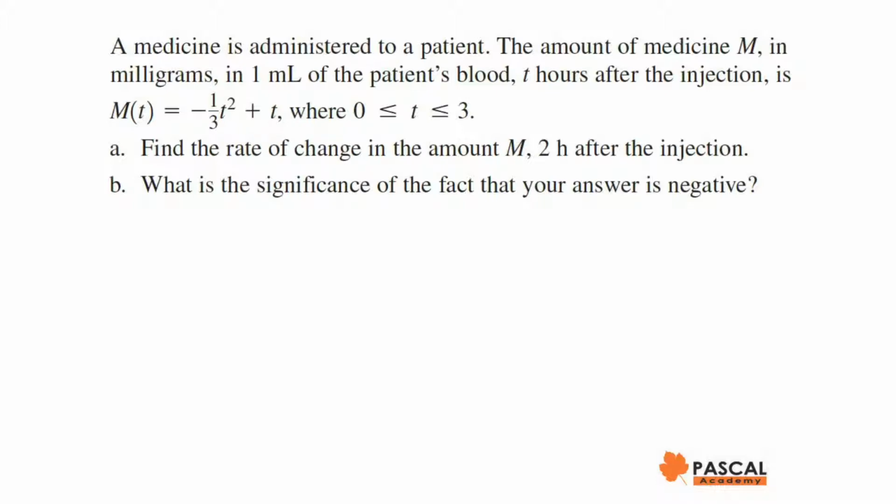A medicine is administered to a patient. The amount of medicine M in milligrams in 1 milligram of the patient's blood t hours after injection is M(t) = -1/3 t^2 + t, when t is greater than or equal to 0 and smaller than or equal to 3. A. Find the rate of change in the amount M 2 hours after the injection. B. What is the significance of the fact that your answer is negative?